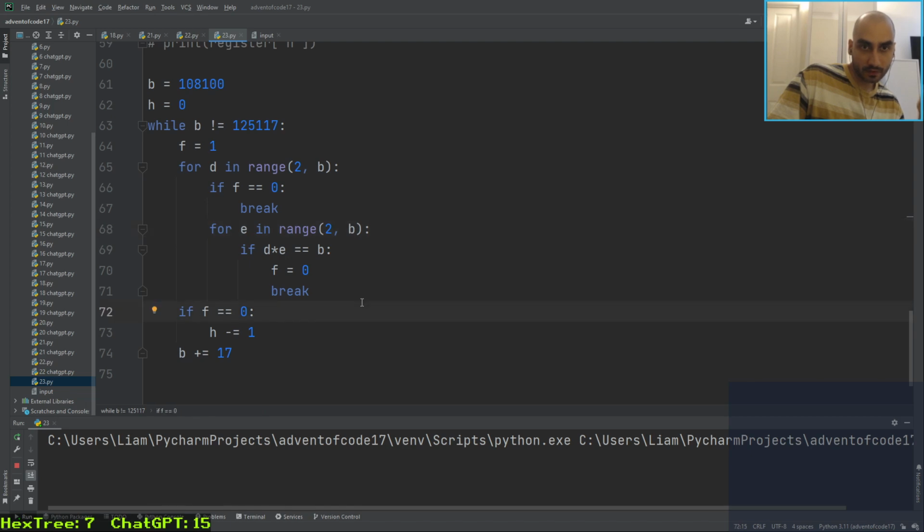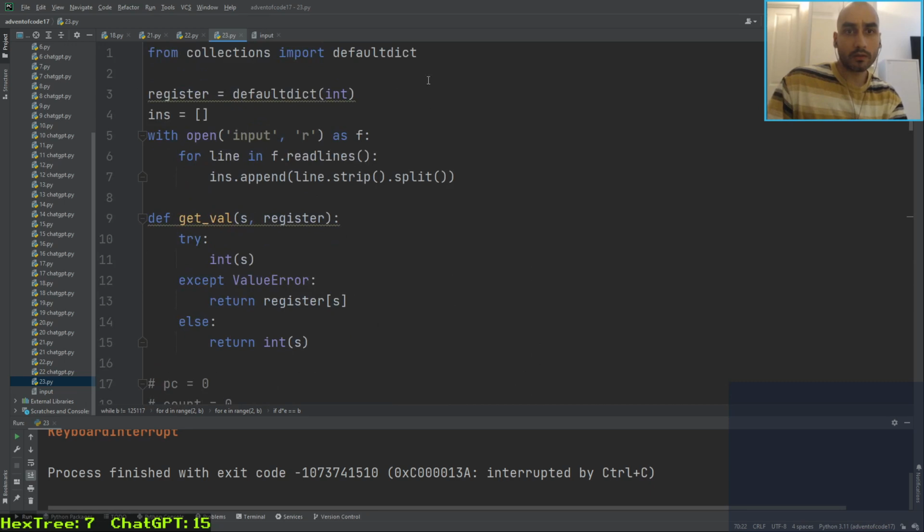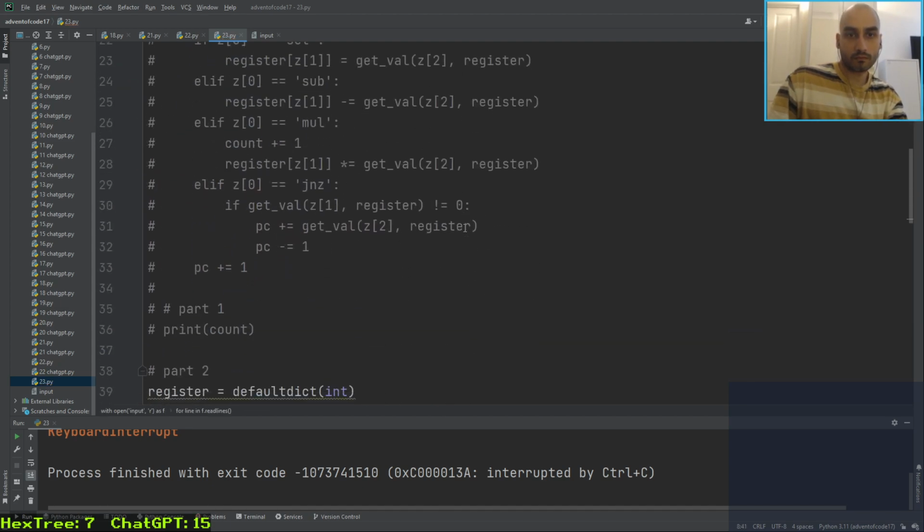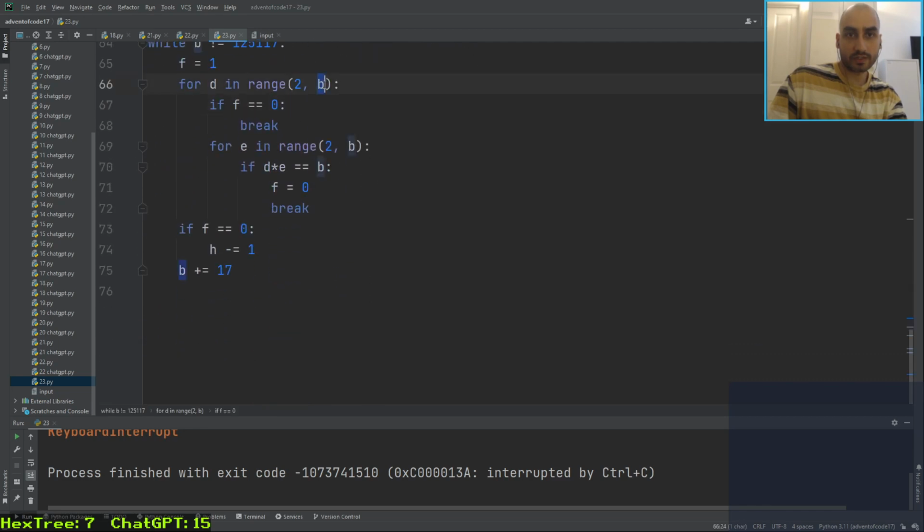Good. The other thing we can simplify is instead of going to B, we can go up to the square root, because we know there's no factors greater than the square root, so it's going to be int of math dot square root B plus 1, something like that.